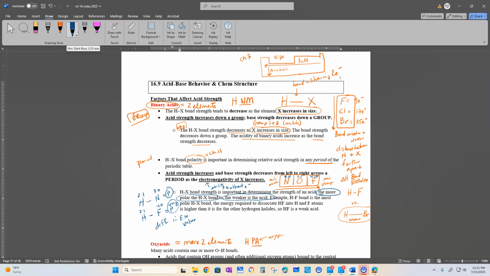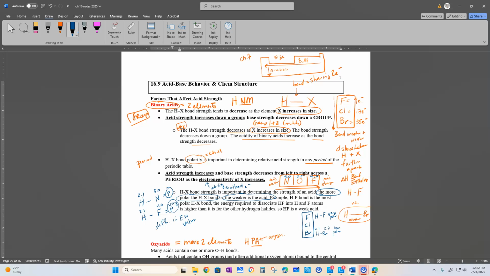Now I'm looking at the halogens. Between H and F, that's very, very polar. But between H and Br, hydrogen's 2.1 and I think bromine's around 2.7-ish, 2.8. It's polar, but it's low polarity. So the more polar it is, the weaker the acid.